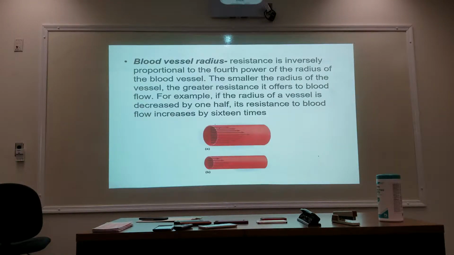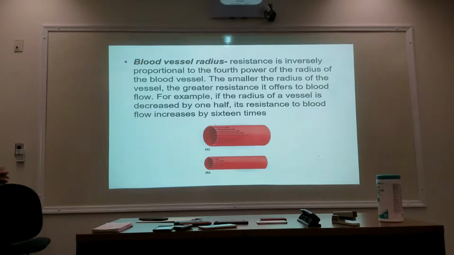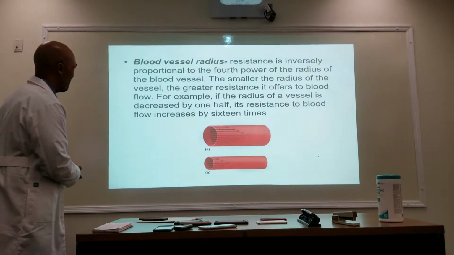And then the diameter. So resistance is inversely proportional to the fourth power of the radius of the blood vessel. That's going to be on the test. Just kidding.